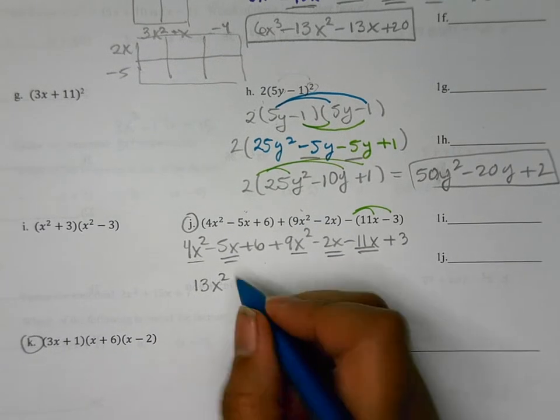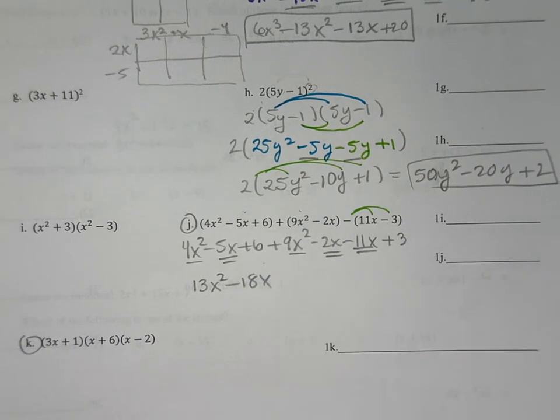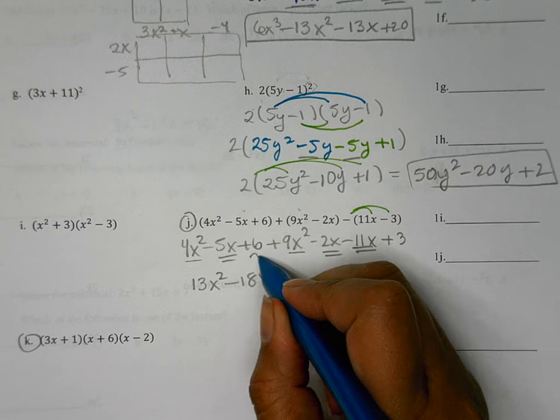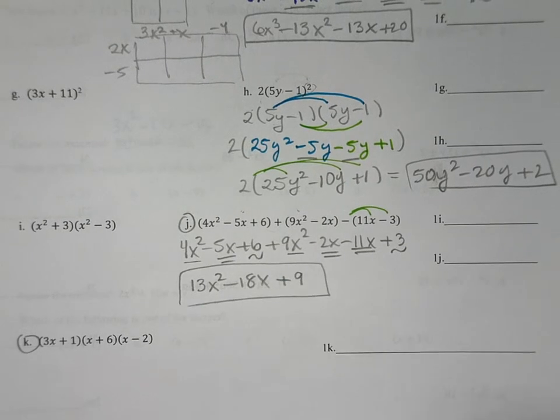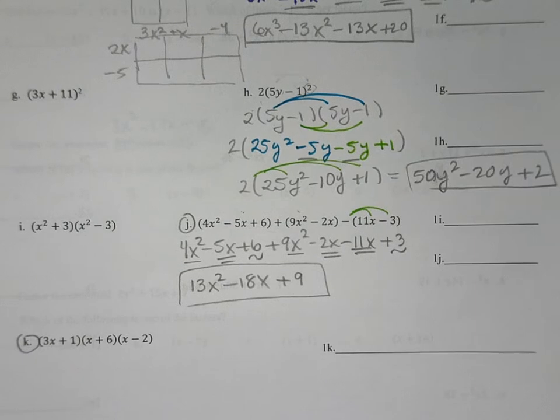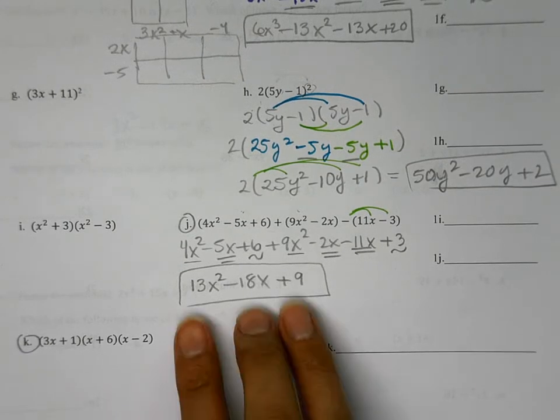Good job. A lot of times we don't see that extra one. There are 3 terms that are alike on that one: negative 5x, negative 2x, negative 11x, which you said was negative 18x. And then at the end, what do I have? Plus 9.